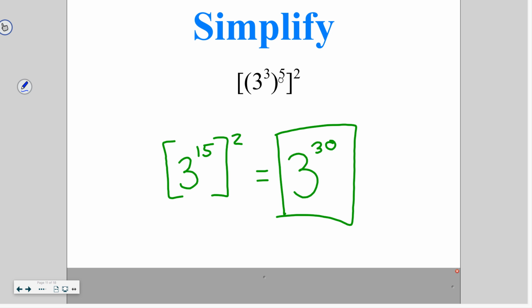So first we dealt with the 3 times 5, which gave us the 15. Then I've got 15 to the 2nd power, which gives us 3 to the 30th power for our final answer. If you have questions about that, please let me know when you get to class.